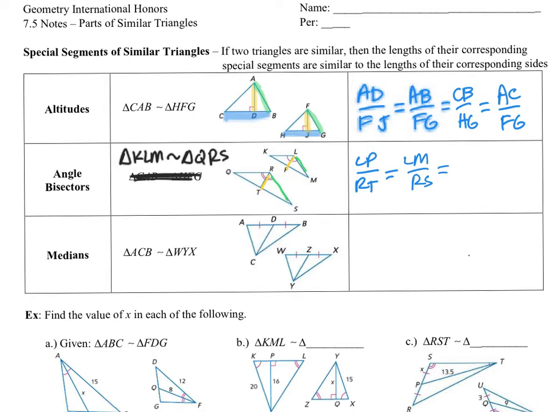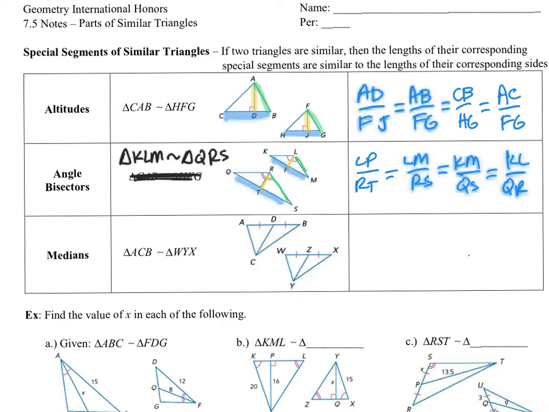Okay, sorry. So let's highlight this pair of corresponding sides. So the ratio of the angle bisectors would be equal to the ratio of those corresponding sides. So KM to QS, which would be equal to the ratio of the sides we haven't marked yet. So that would be KL to QR. All right, and then the last part of this theorem talks about medians. The ratio of the medians would be equal to the ratio of any corresponding sides.